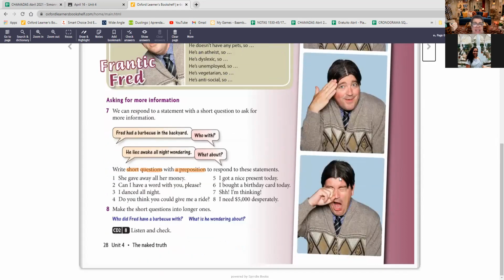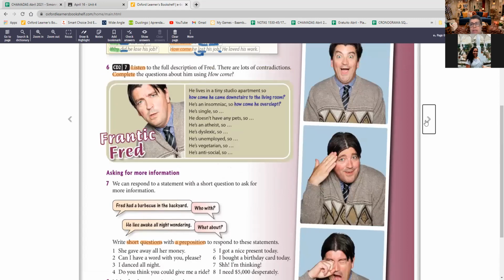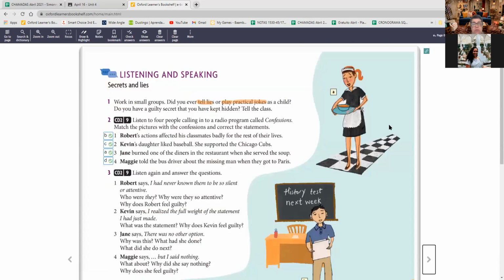Just to finish, and that's where we spent most of the time on, was making short questions, finishing the question with a preposition. So we saw here, who with, what about, who for, right? Who with, what about, many others, right? What for, in the case of the last one here, I need $5,000. What for? Okay. And then we saw how to make the sentence large again, complete again. So people, this is what we learned.